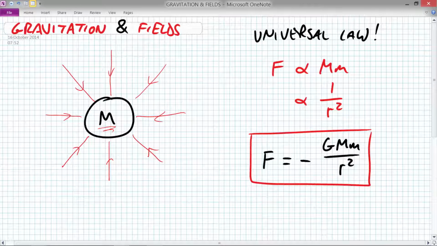Within this picture, I can get tons and tons of information. So first off, I know that this field, the vectors, always point towards the centre of mass. These lines are radial lines. So that's the first thing I can tell from here.